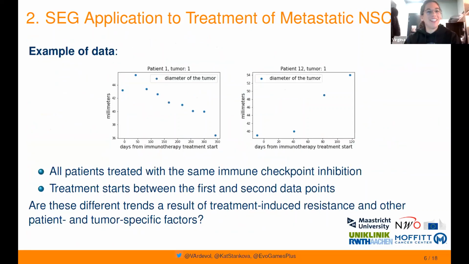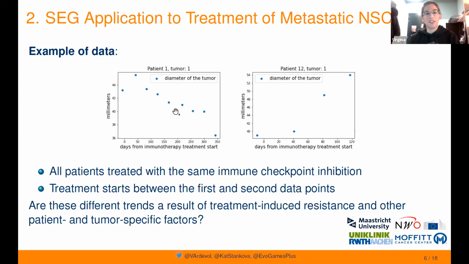Thank you. Yeah, so here we have an example of what the data looks like when we plot it. On the horizontal axis, we have time measured in days from the treatment start. And on the y-axis, we have the diameter of the tumor in millimeters. All patients are subject to the same treatment, and usually this treatment starts between the first and the second data point. So we don't have an exact measurement at time 0.